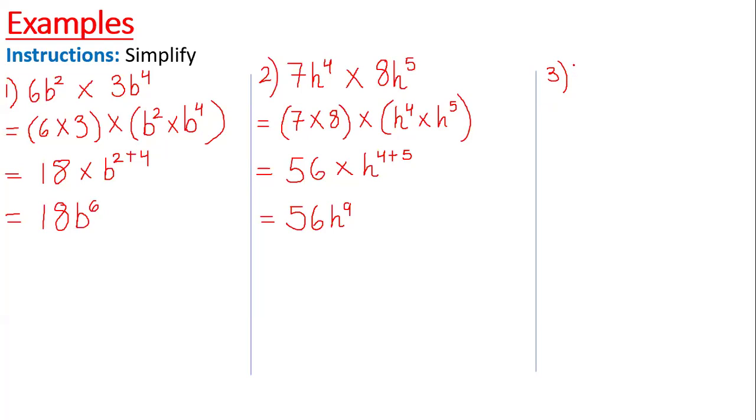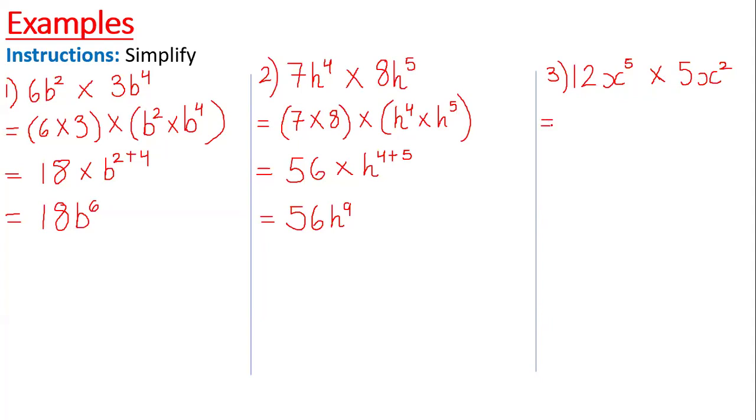We could use a different letter, so let's try X. So let's say we have 12x to the power of 5 multiplied by, say, 5x. Notice how I write my x like two C's, because I don't want to mix it up with my multiplication sign. All right, so it's going to be equal to what?